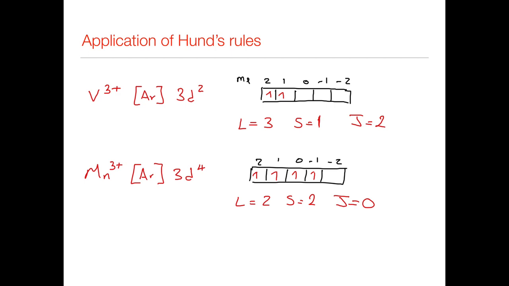In the next short video, we will need to think about, if we've got the total angular momentum of our atom or ion, what does that mean for its magnetic moment?